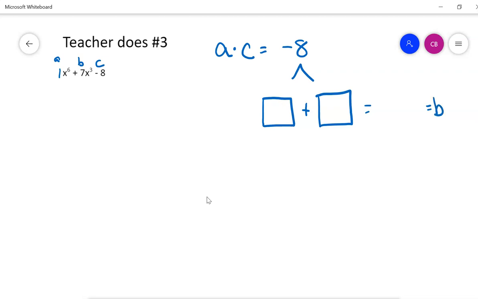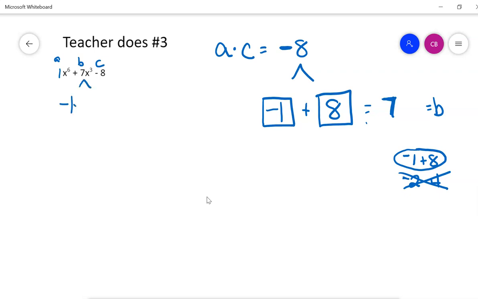And I need numbers that will multiply to -8 but add to my B value of 7. To multiply to get 8, I could do 1 and 8, or 2 and 4. Those are the only pairs that do that. We have a negative product, so one number must be negative, and we have a positive sum, so the smaller number must be the negative. Looking at our options, -1 plus 8 gives me my 7. -2 plus 4 will not. So the -1 and the 8 are what we're going to use to rewrite this middle term.